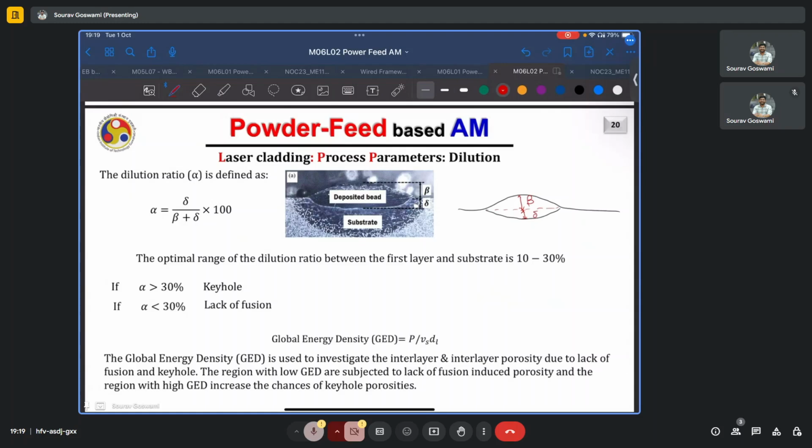If the dilution ratio is less than 10%, you may have a lack of fusion where the metallurgical bonding between the deposited bead and the substrate is not proper. The bead may have very poor strength, and also there may be a total lack of fusion between them. That is, there may be a crack or a large void between the deposited bead and the substrate.